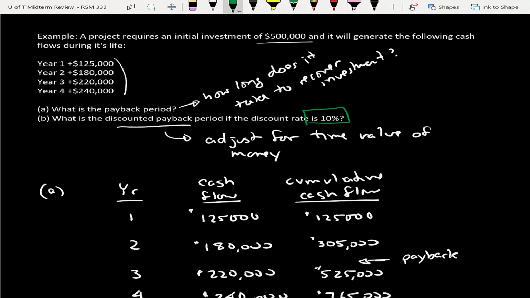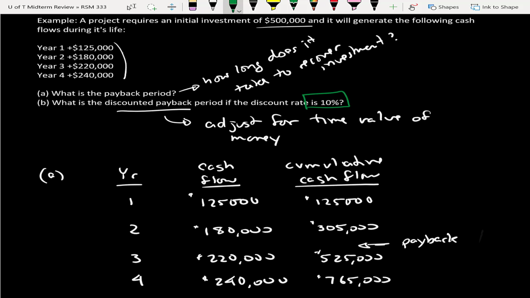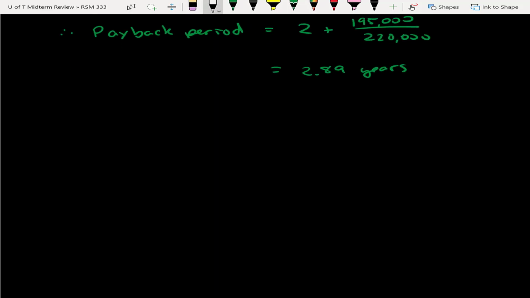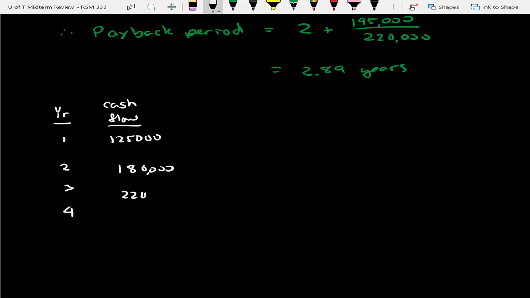So essentially we're going to do the exact same calculation, except we're going to convert all the cash flows into today's dollars. So we're going to have to discount them by 10%. So let's do the same outline that we had. 4 years of cash flow. And the first column is given, so we get 125 in year 1, 180 in year 2, 220, and 240.